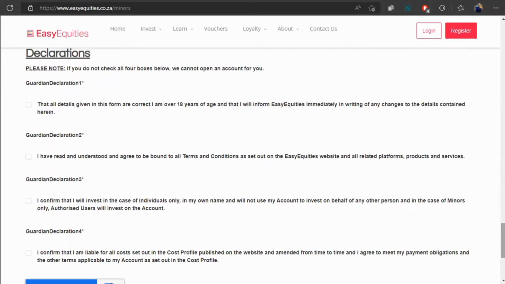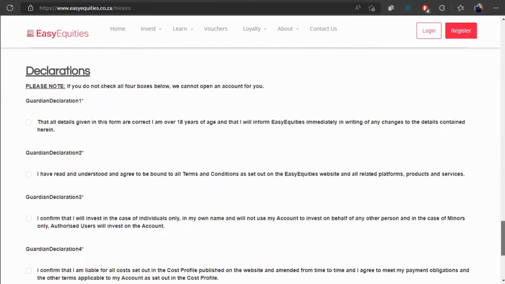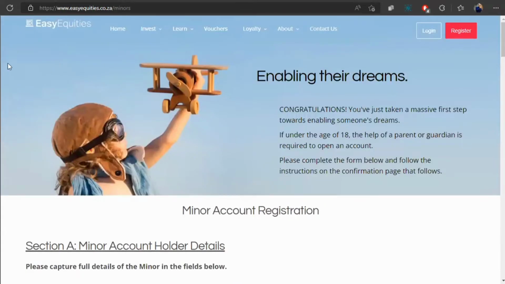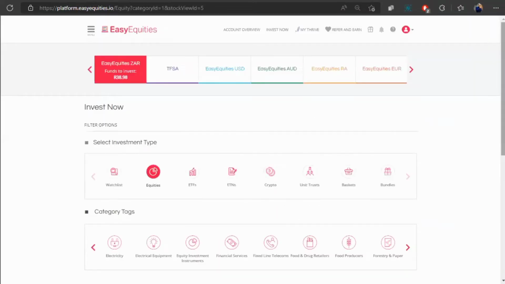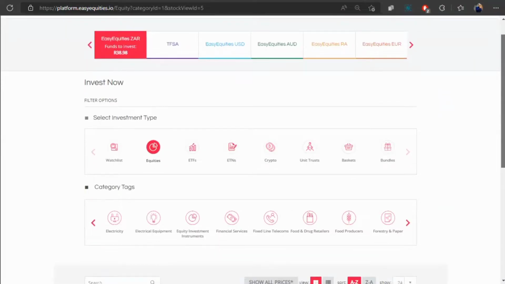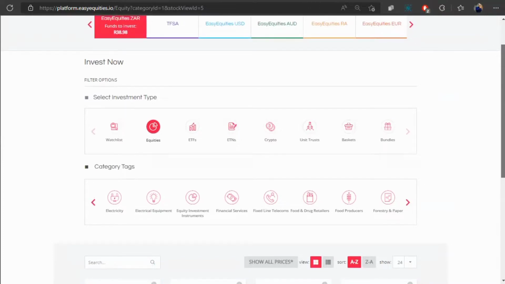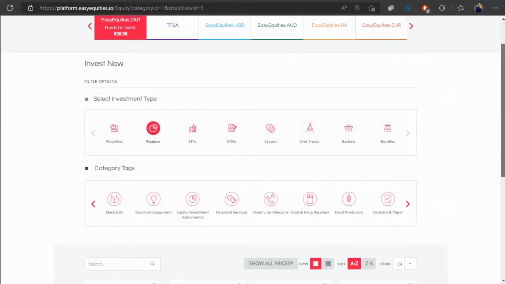This account doesn't take longer than a week to get open and set up. And then once you've opened it, you're going to see the usual EasyEquities account setup, which is right here. And so that puts us now at step two. After step one, which is opening up the account and getting the child set up, you're going to move to step two, which is now choosing the assets.